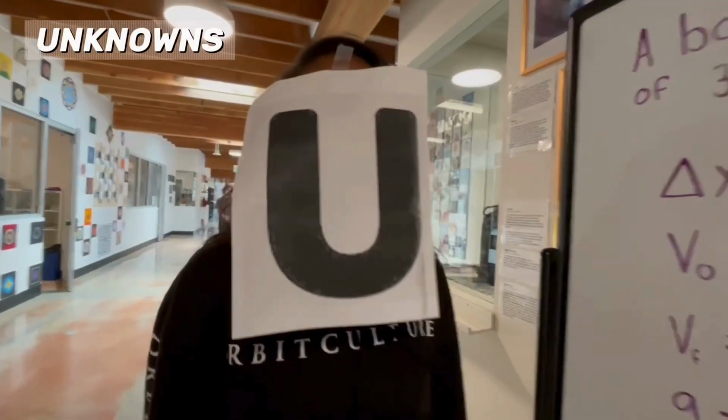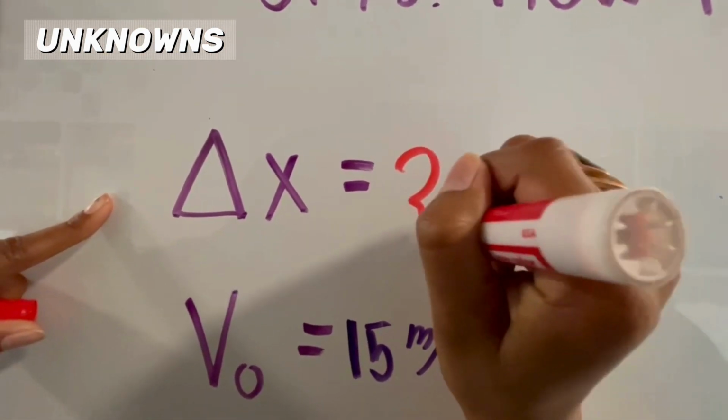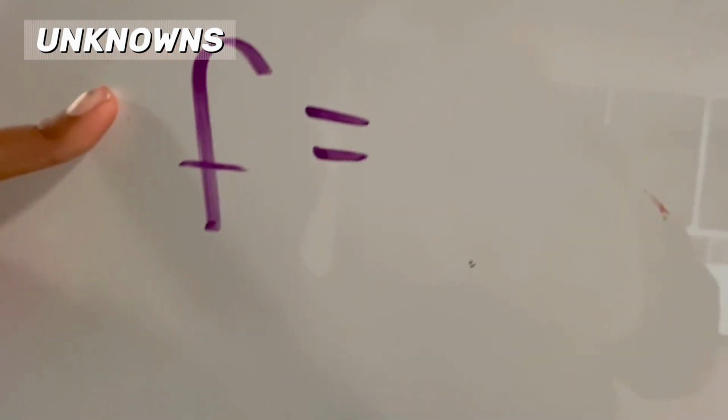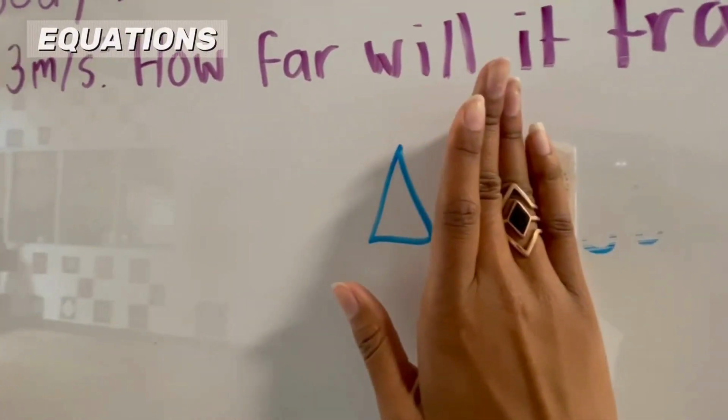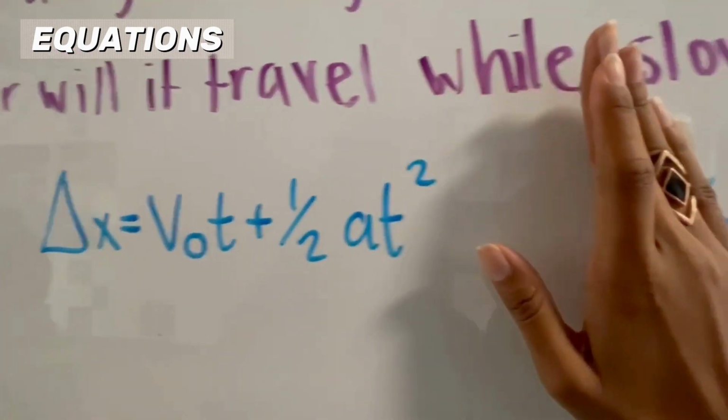These are our unknowns. Our unknowns are delta x, and we put a question mark here because we don't know them yet, and time. These are our equations. We use them to solve the problem.